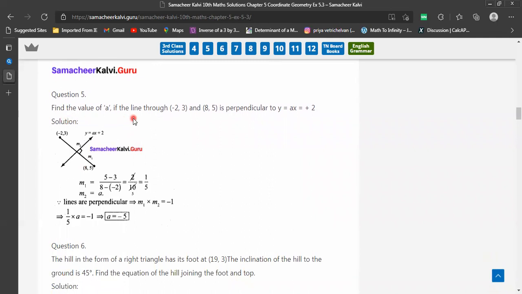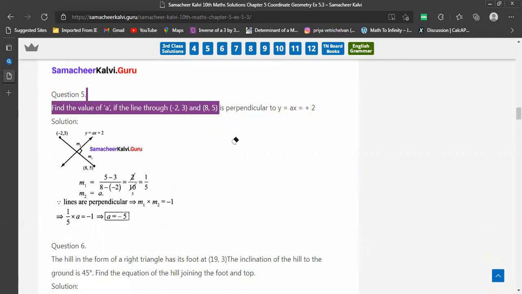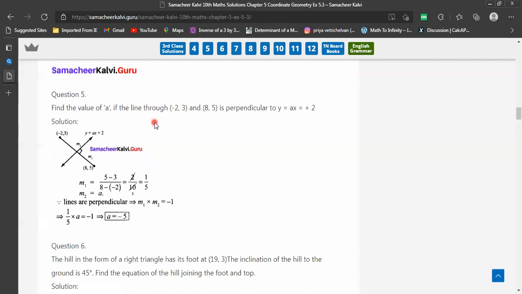Find the value of a if the line through negative 2 comma 3 and 8 comma 5 is perpendicular to y is equal to ax plus 2. I mean, it's ax plus 2 actually; the question is wrong. The line through negative 2 comma 3 and 8 comma 5 is perpendicular to y is equal to ax plus 2.